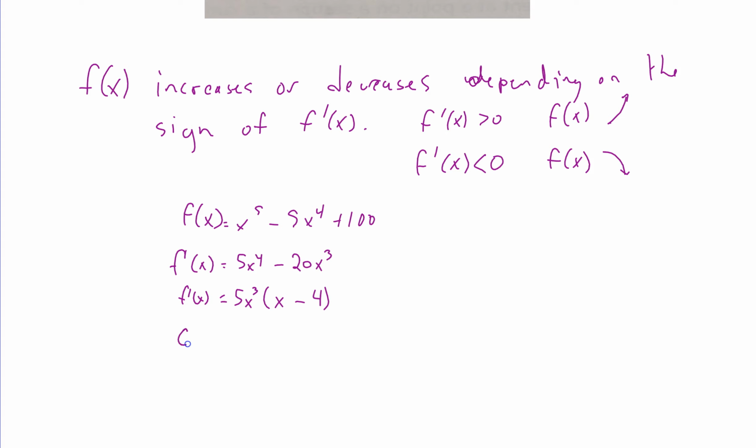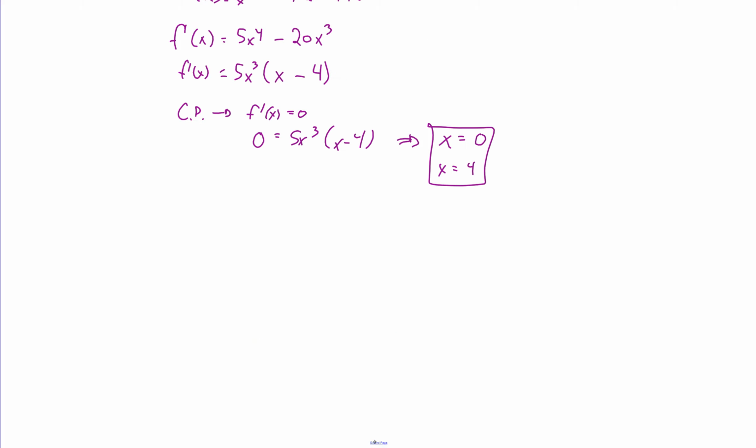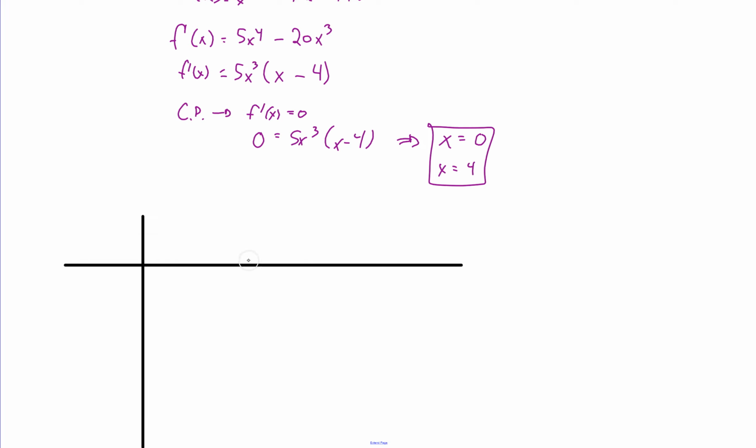So we'll find the critical points. That's when f prime of x is equal to 0. So 0 is equal to 5x cubed times x minus 4, which will give us that x is equal to 0 and x is equal to 4. So those are our two critical points. So the next step we need to do is build a table with these points.